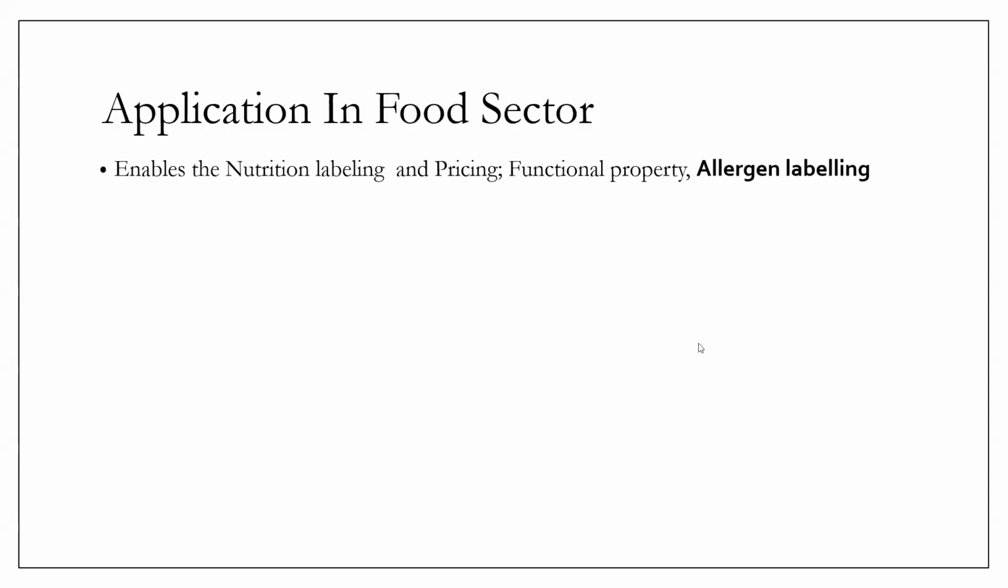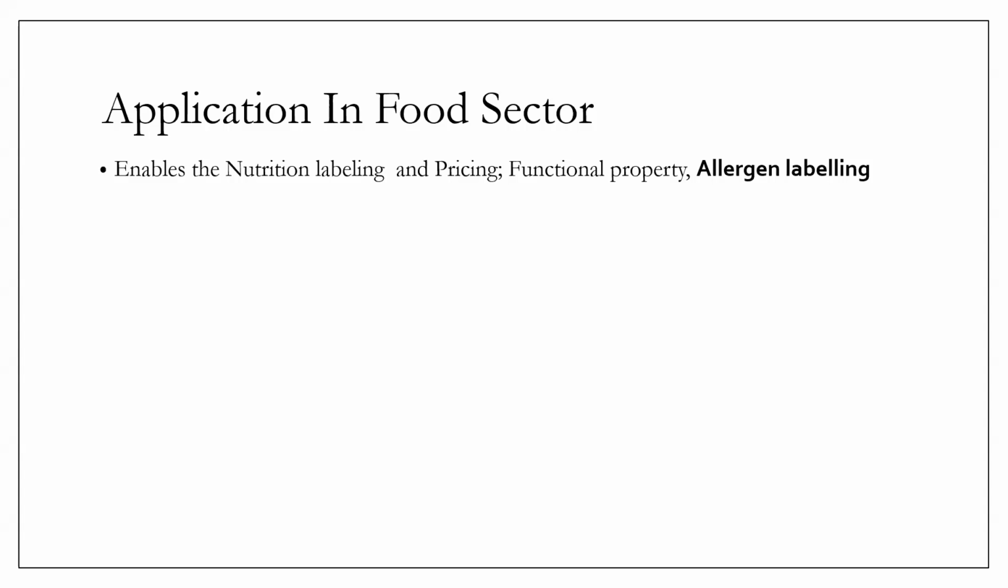Now, next is allergen labeling. Many people are very allergic to certain types of proteins, like some are allergic to peanut protein, and some are allergic to gluten. So this labeling is required in the food sector when you are working with foods which are allergenic to someone.